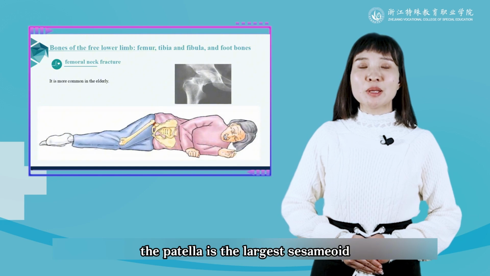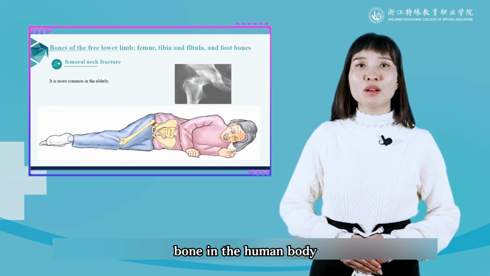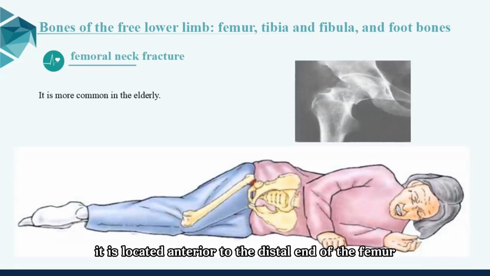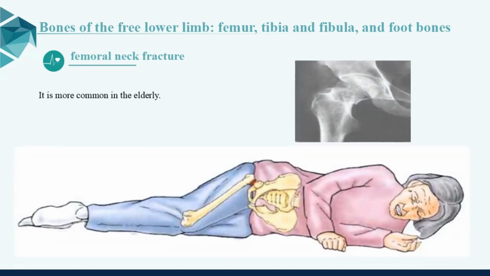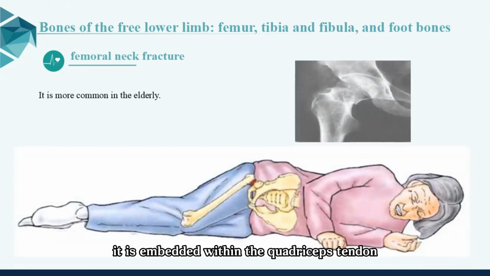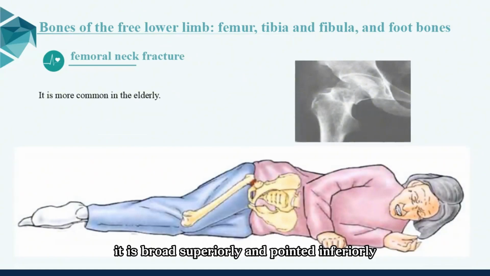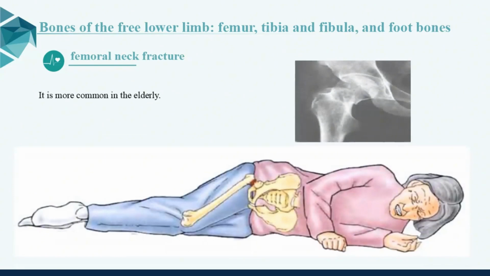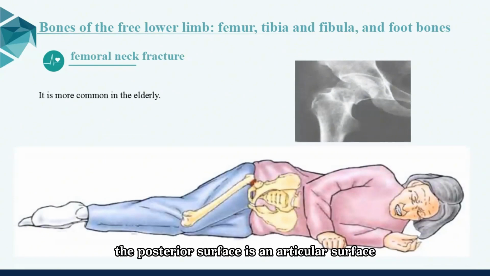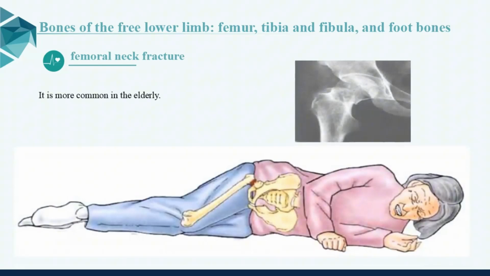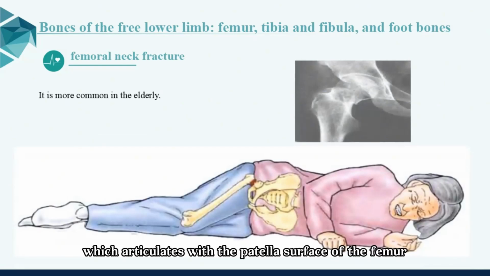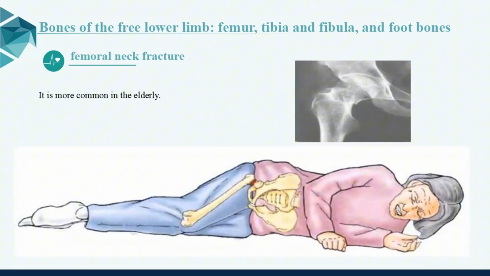The patella is the largest sesamoid bone in the human body. It is located anterior to the distal end of the femur. It is embedded within the quadriceps tendon. It is broad superiorly and pointed inferiorly, with a rough anterior surface. The posterior surface is an articular surface, which articulates with the patellar surface of the femur. The patella can be palpated.